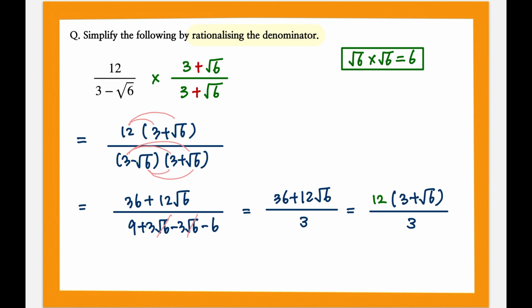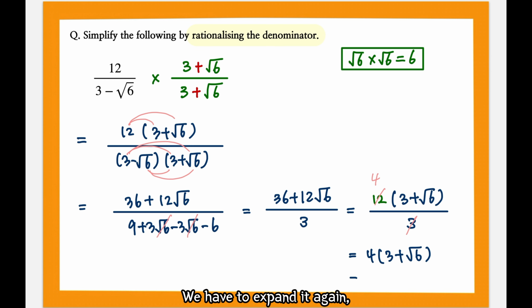Let's divide 12 and 3 by 3. Then we get 4 and 1. So 4 bracket 3 plus root 6. We have to expand it again, so 12 plus 4 root 6 is the answer for today's question.